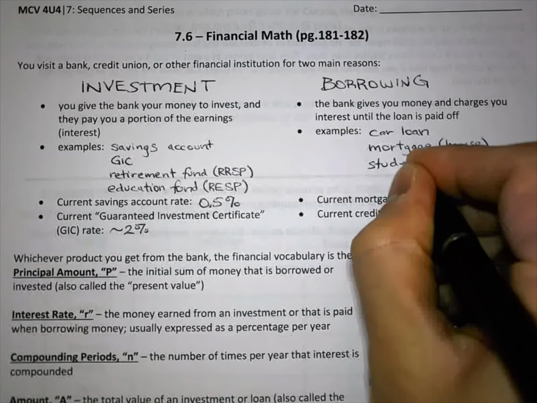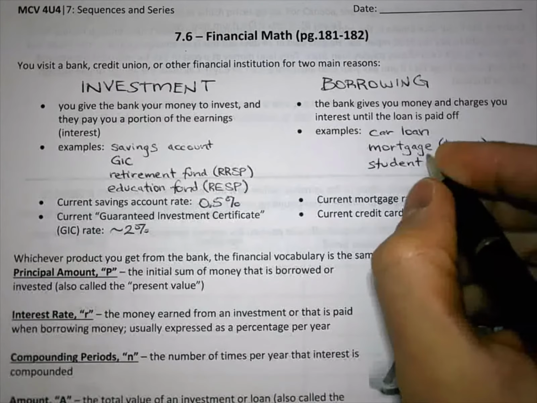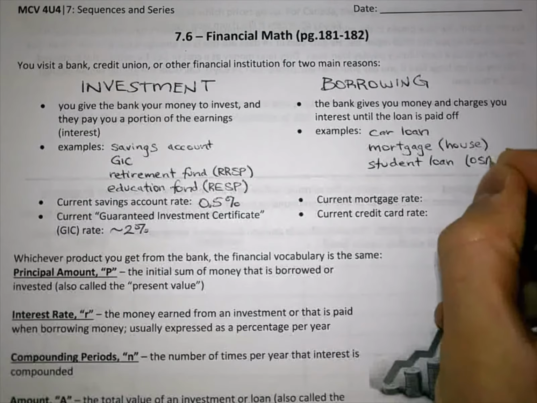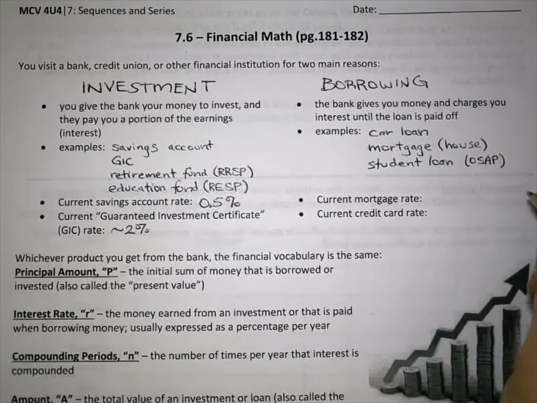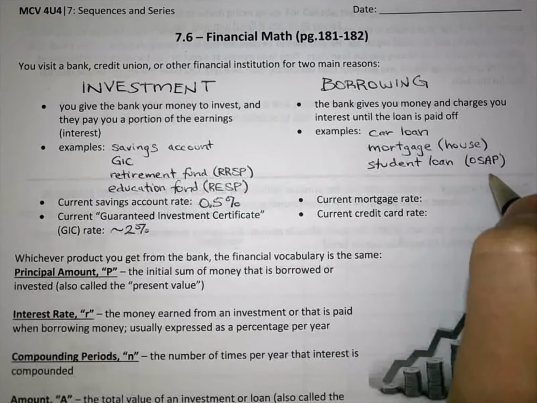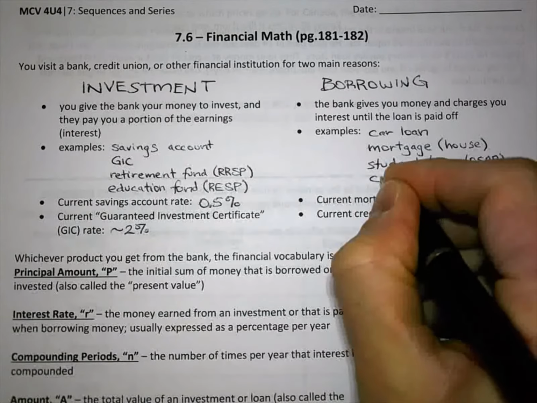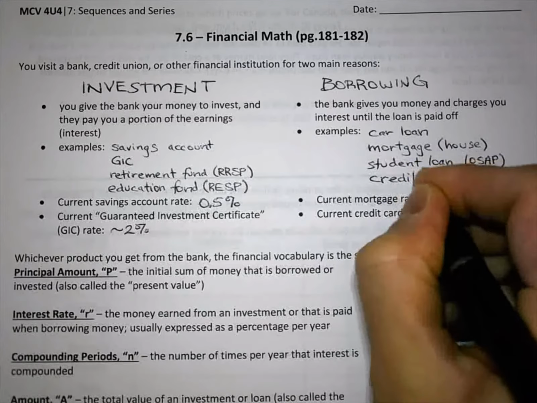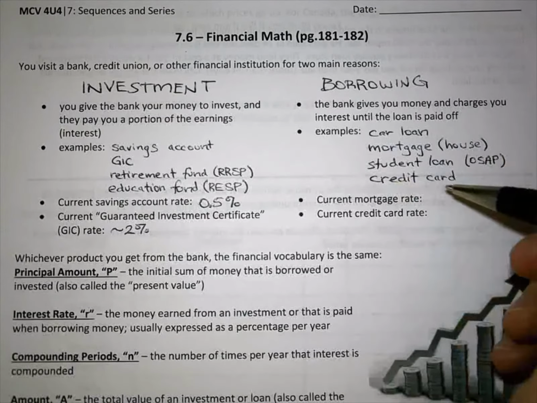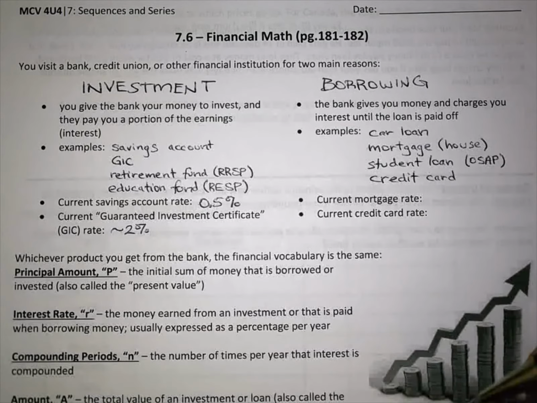Another loan you might know or you might know soon is a student loan or an OSAP loan. This is where the bank loans you money to use for school, and then you usually don't have to pay off the interest until after you graduate. And then another one that's common is a credit card. A credit card is essentially you pay for something, you don't have the money right now, and then you can pay it off slowly with interest.